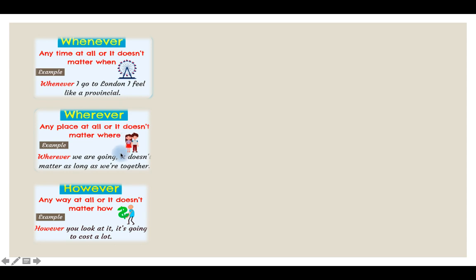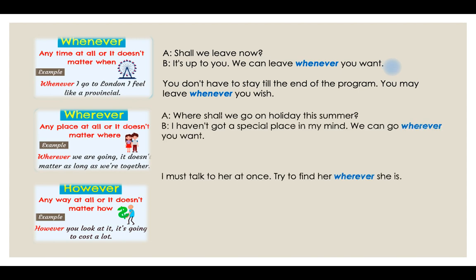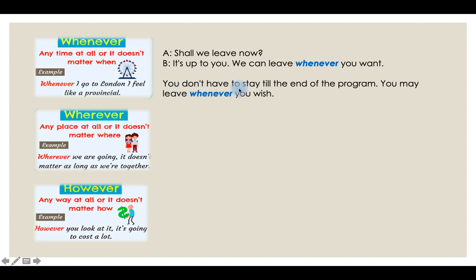Whenever, wherever, and however are also ever words used in noun clauses. Whenever means any time or it doesn't matter when. Shall we leave now? It's up to you. We can leave whenever you want. We can leave any time you want. You don't have to stay till the end of the program. You may leave whenever you wish. You may leave any time you wish.